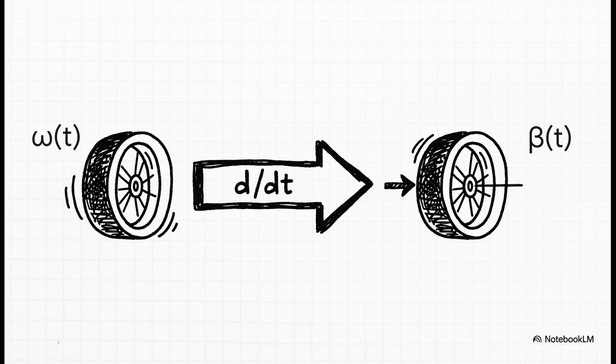So we take our velocity function, omega of t equals a minus 3bt squared, and we take its derivative. The derivative of the constant a is just 0. The derivative of negative 3bt squared is negative 6bt. So our instantaneous acceleration is simply beta of t equals negative 6bt.